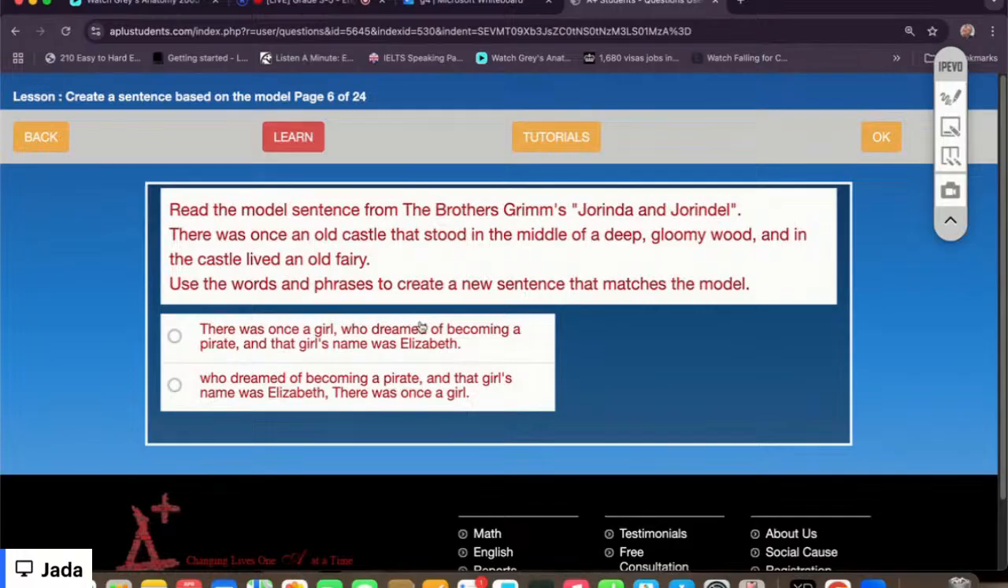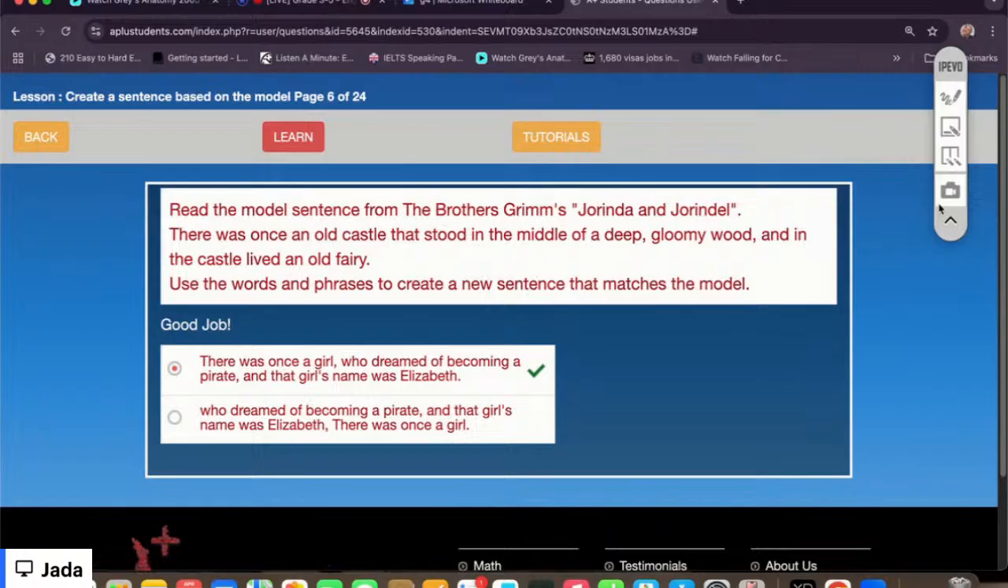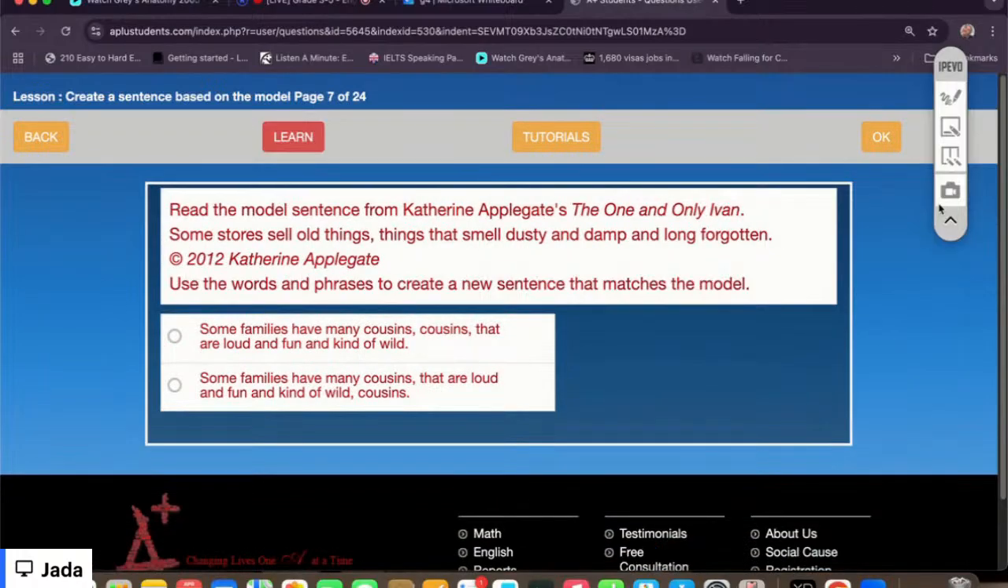So we have the first one. All right. That's it for our lesson on sentence creation. Can you tell me if you have any questions?